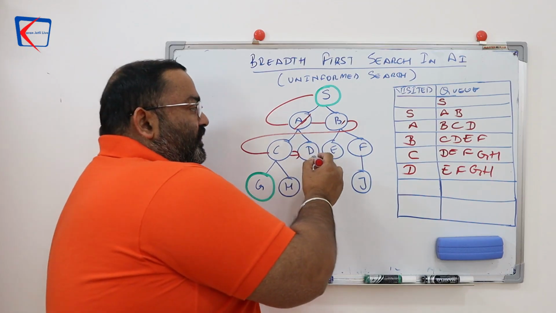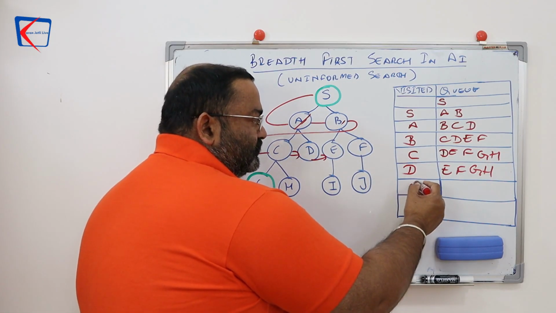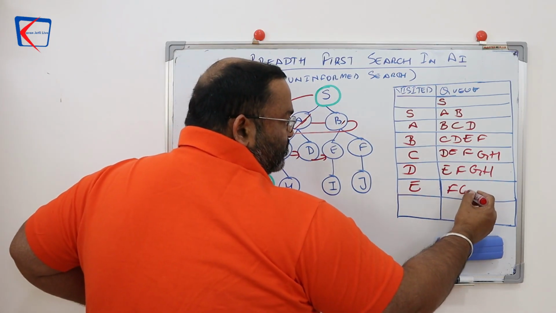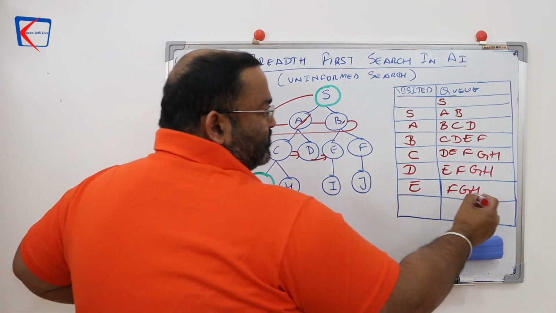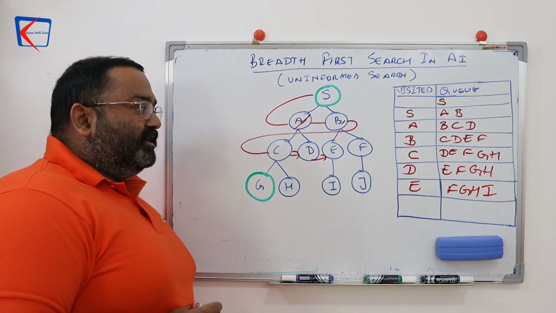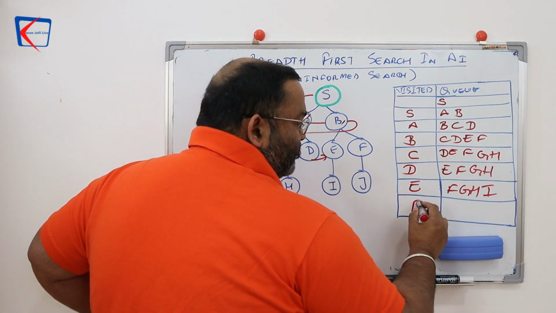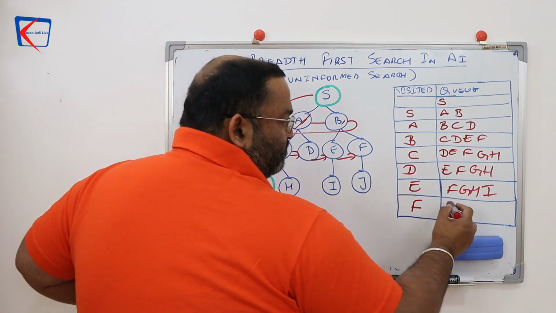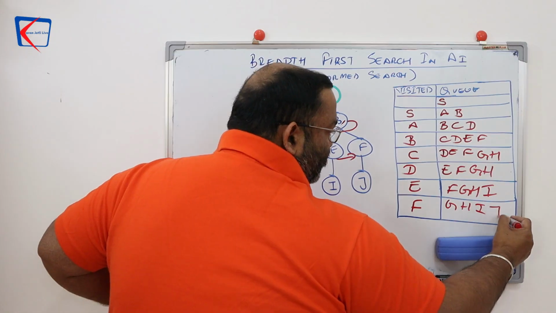Now from D I move to E. What is left in the queue is F, G, H. E has a child, that is I, and I goes to the queue. Now E is also visited. The next node is F. Then what is left in the queue is G, H, I and J.